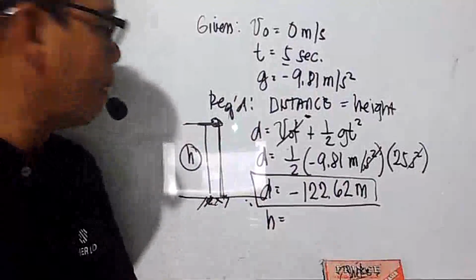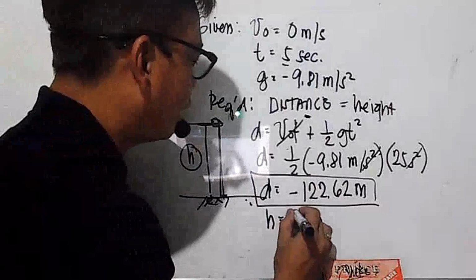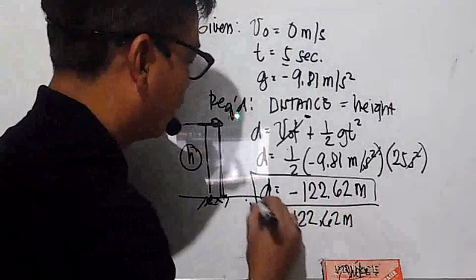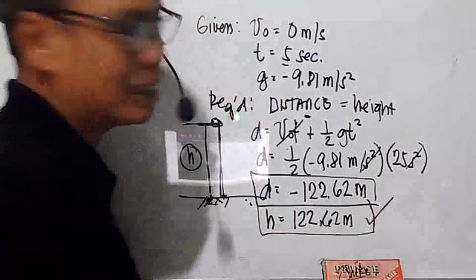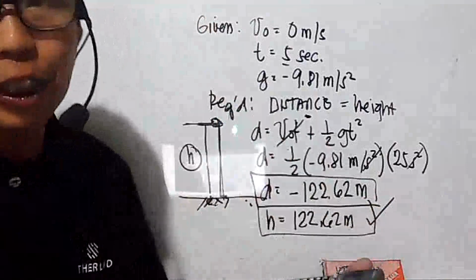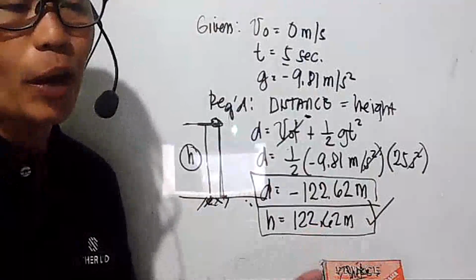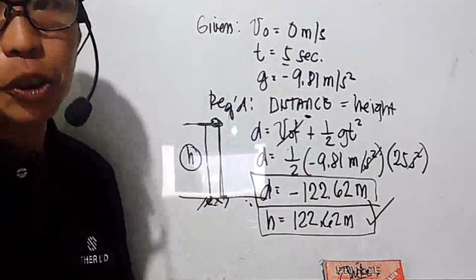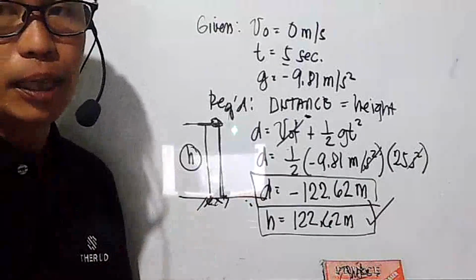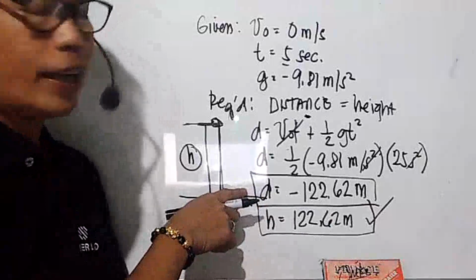Okay, is it clear? So your height now is positive 122.62 meters. So this is your answer. What is the height? We solve for the displacement, then you're going to convert it to height. Height is distance, which is a scalar quantity, so walang negative. Puro positive sila. In this case, the negative only signifies the direction.